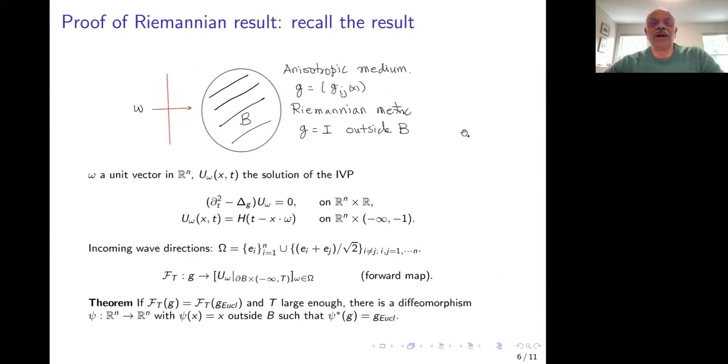Okay, so I will give you some idea of the proof of the Riemannian result. The Lorentzian result requires more subtle arguments. So just to remind you of the Riemannian result.